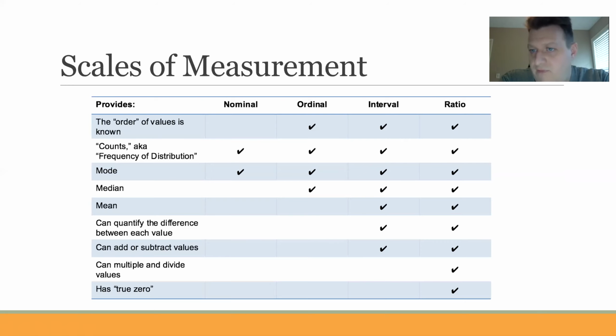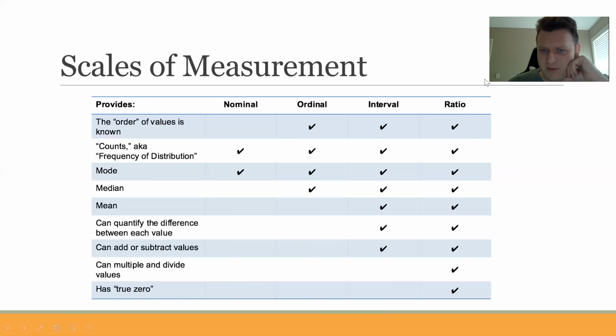If we have, for instance, we are coding males as 0 and females as 1, calculating the average of those numbers doesn't really help us out that much. But letting us know that there's more females in the experiment than males, that is going to tell us something. So mode is going to be useful for a nominal scale of measurement, but the average is not really going to help us that much.